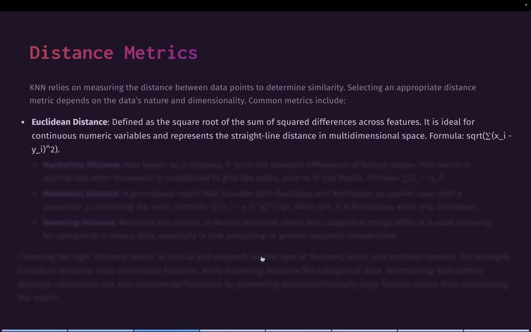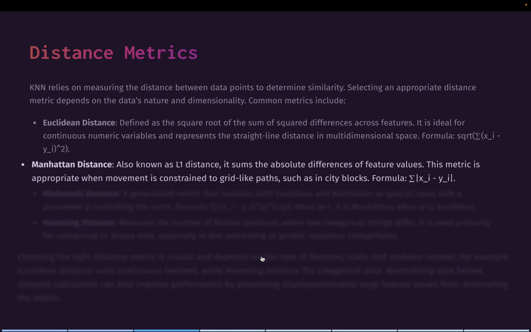Common metrics include Euclidean distance, defined as the square root of the sum of the squared differences across features. It's ideal for continuous numeric variables and represents the straight-line distance in multi-dimensional space. Manhattan distance, also known as L1 distance, is the sum of the absolute differences of feature values. The metric is appropriate when movement is constrained to a grid-like path, such as city blocks.